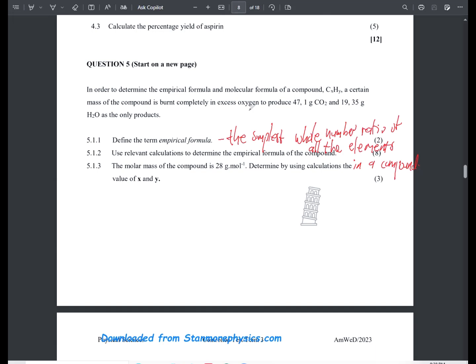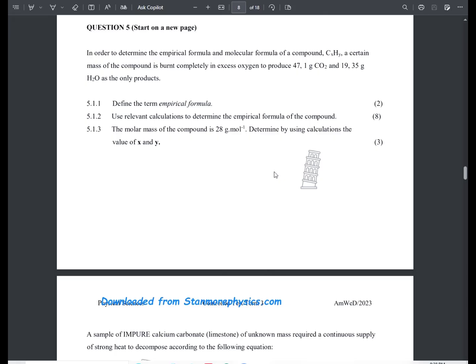Then 5.1.2 says, use relevant calculations to determine the empirical formula of the compound. Now we know that empirical formula questions are mostly 5 marks, 6 marks. But why is this one 8 marks? When we read that, we will find out that we were not actually given the masses of the elements. Remember too, as we defined, empirical formula is the simplest whole number ratio of all the elements, each individual element. So right now we can see that we are actually given the masses of the compounds. Now we don't calculate empirical formula on compounds. We calculate empirical formula based on each element.